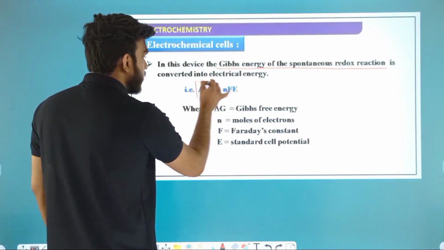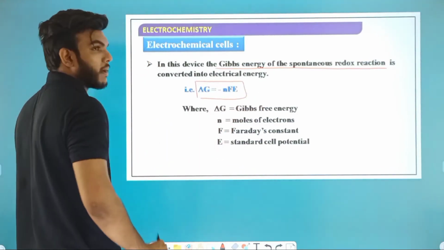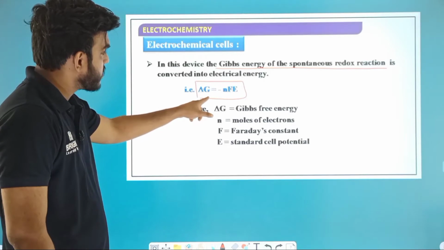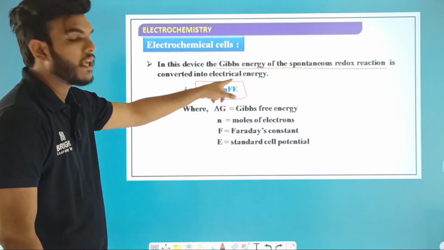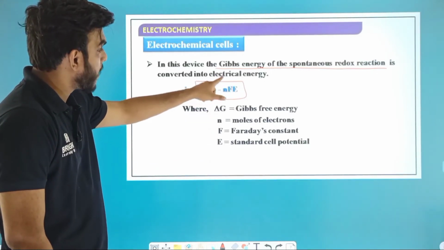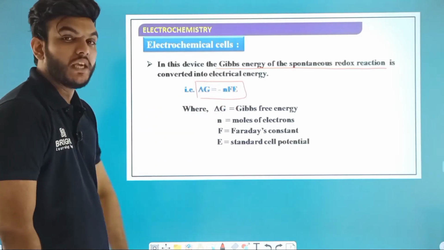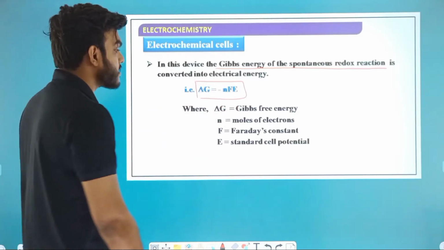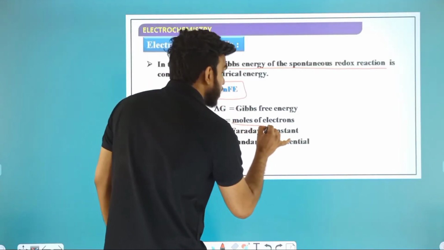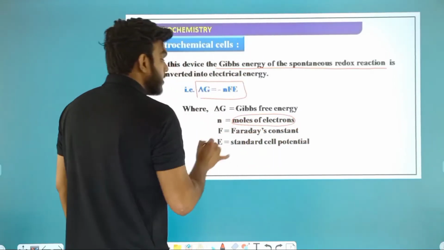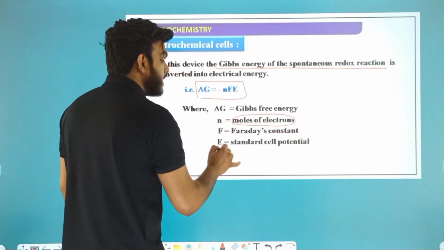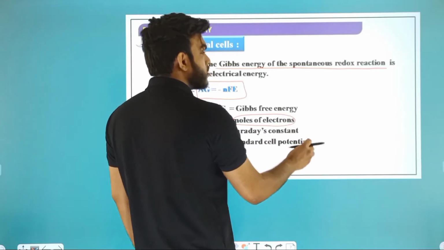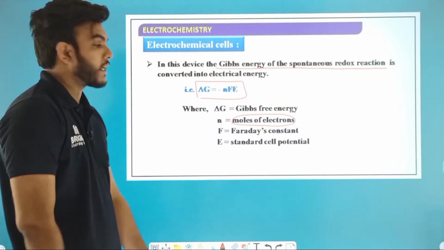This equation is very, very important. A problem may come based on this. That is delta G is equal to minus nFE. What is delta G? Gibbs free energy. What is n? The number of moles of electrons. F is the Faraday's constant. E is the standard cell potential or standard electrode potential.